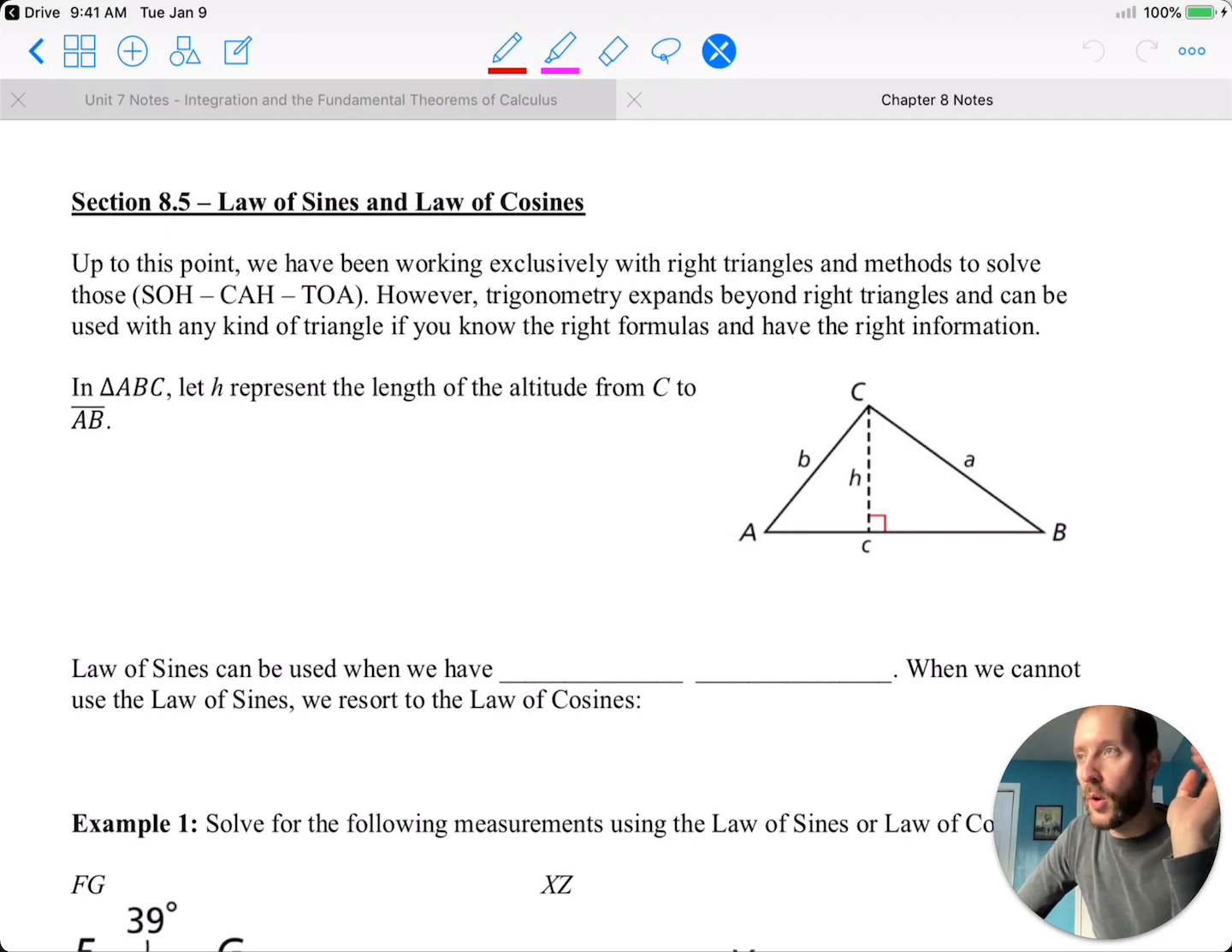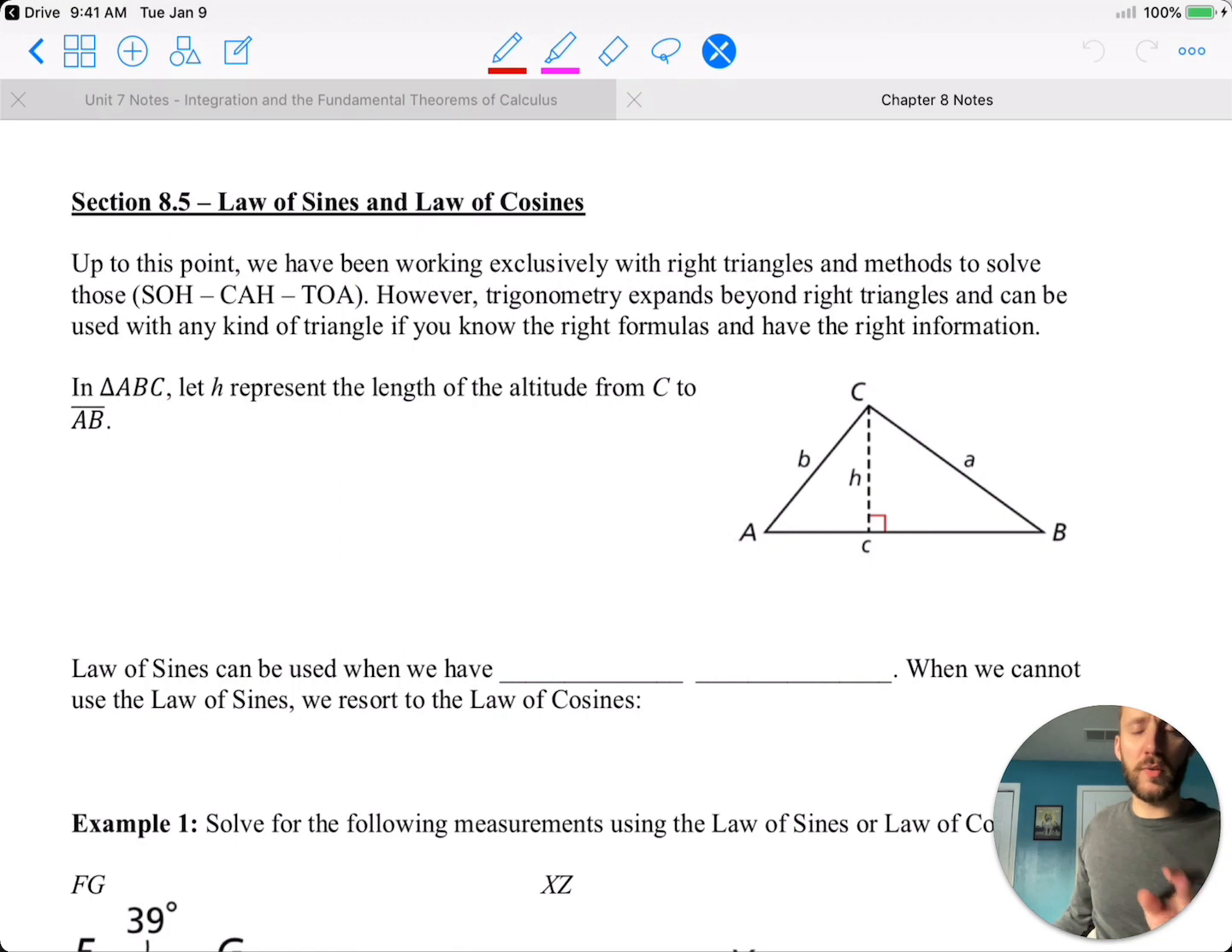The first requirement is that it's a non-right triangle. Well, it's not a requirement, but if it's a non-right triangle, you can't use sine, cosine, or tangent. So you kind of have to revert to one of these.